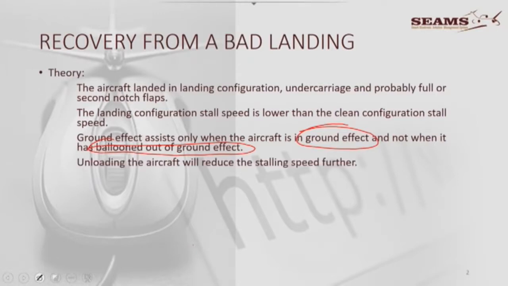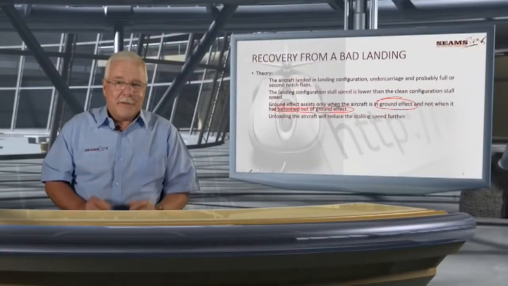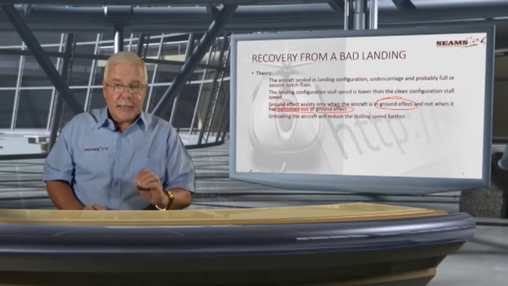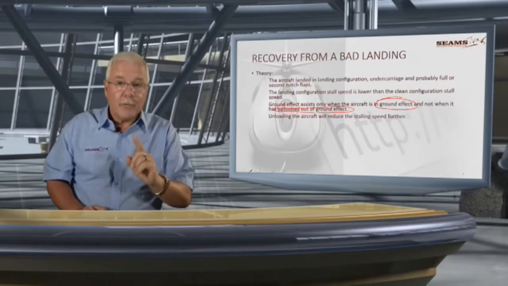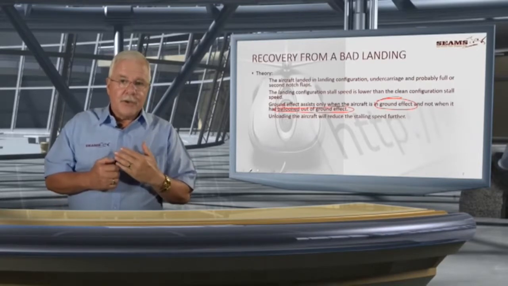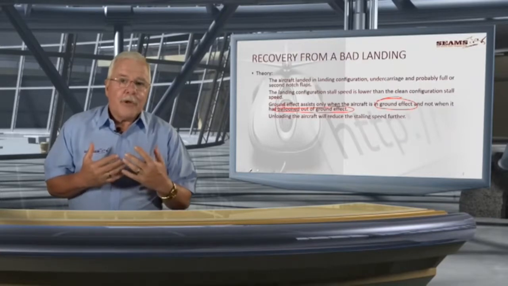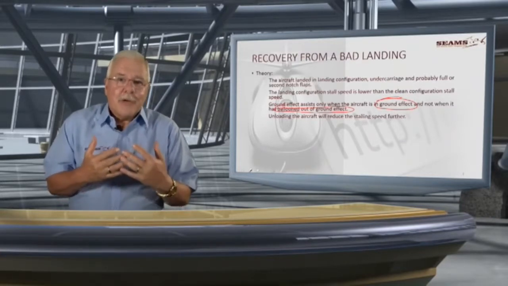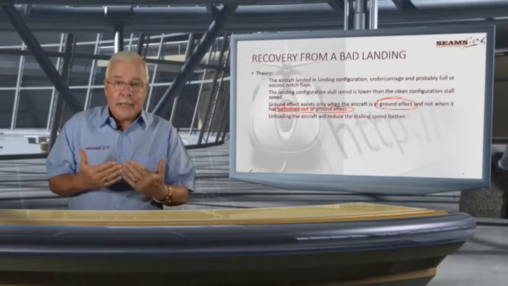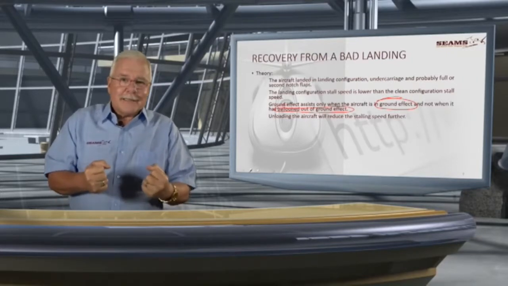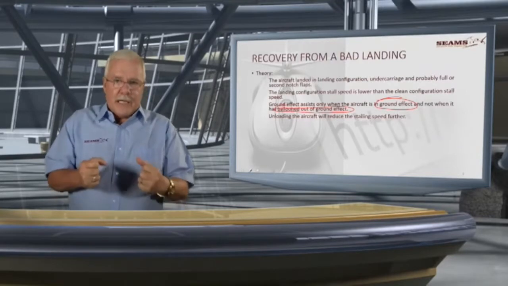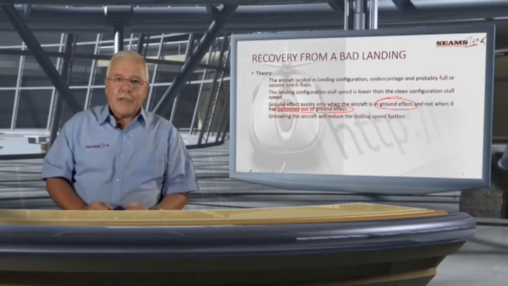Unloading the aircraft will reduce the stalling speed further. This is one of those things that I'm amazed so few people actually know: the basic stalling speed is done at 1G. In other words, lift equals weight, 1G. If you increase the Gs, you are increasing the apparent weight, and therefore you are increasing the stalling speed. Same configuration, just by loading it. Loading means to put load. Load, for the purists out there, is your N. N equals total lift over weight. We just call it G's. As you load it and you put more G's in, your stalling speed increases.